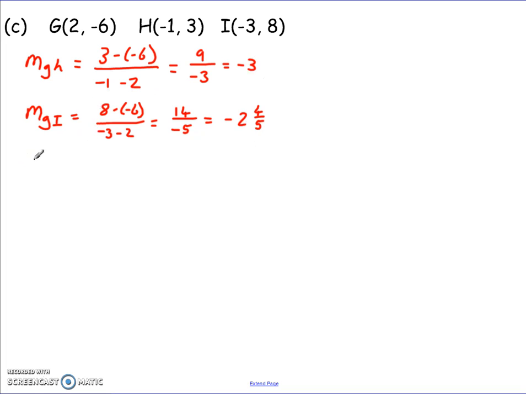Maybe I've just used the wrong point. Let's do the gradient from H to I. I'm sure that'll work. Gradient from H to I, 8 take away 3 over negative 3 take away negative 1. 8 minus 3 is 5. Negative 3 take away negative 1 is negative 3 plus 1, which is negative 2. So that's negative 5 over 2 or negative 2.5. Well, wait a minute, none of these gradients match though. I've got common points between them, none of them match. What I can then say is, therefore, the points are not collinear.